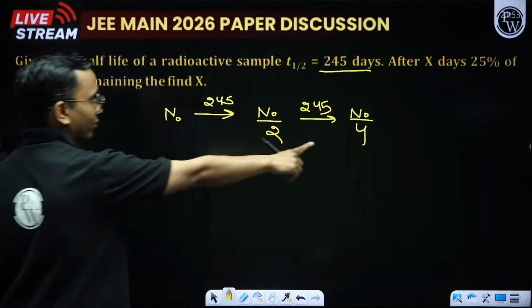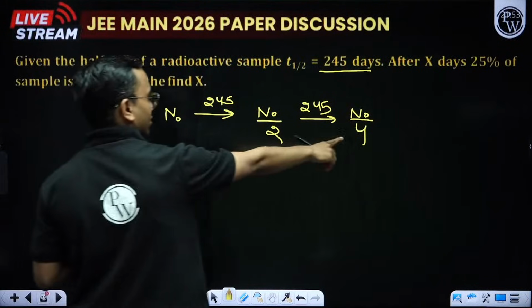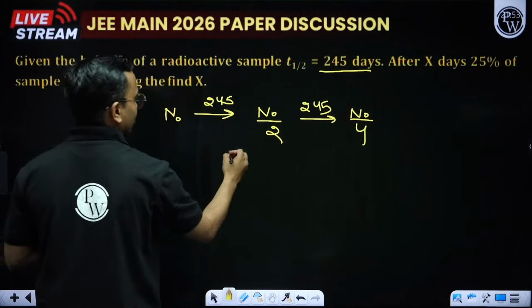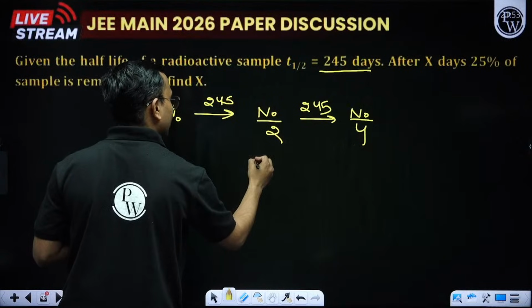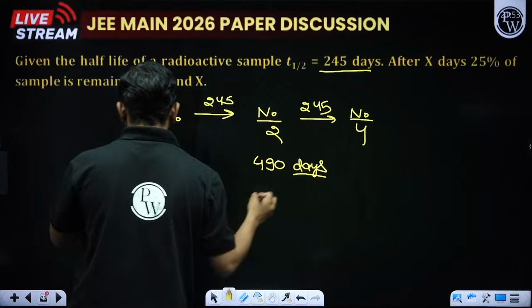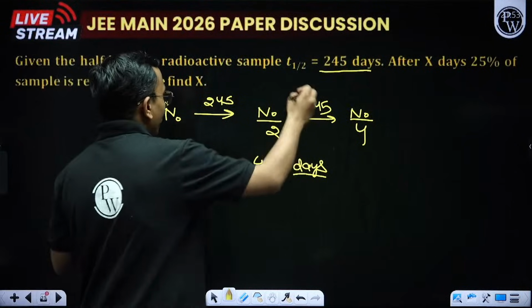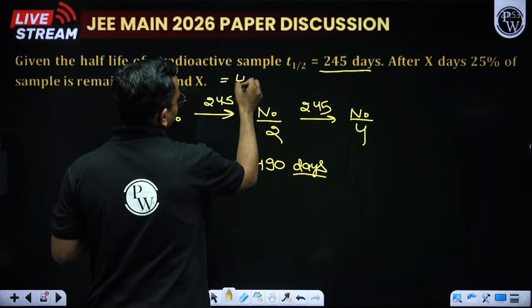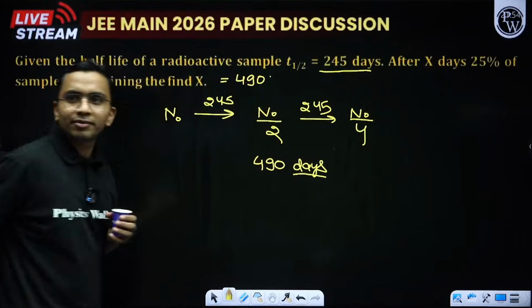I need when 25% is remaining. So this is 25% only. So how many days? 245 plus 245, that is 490 days. X comes out to be 490. This is fine.